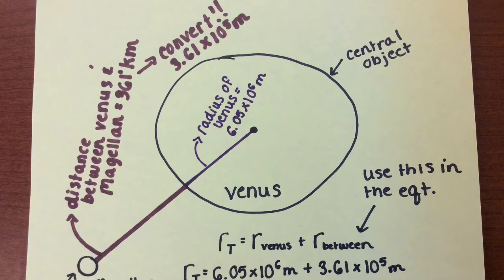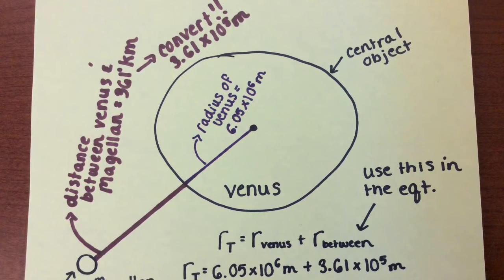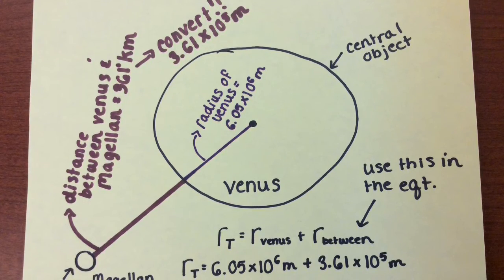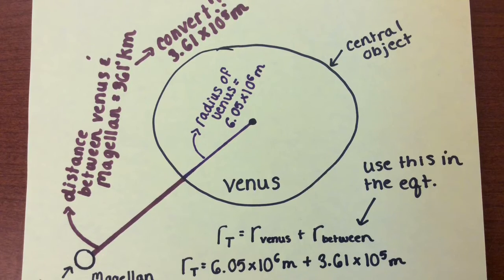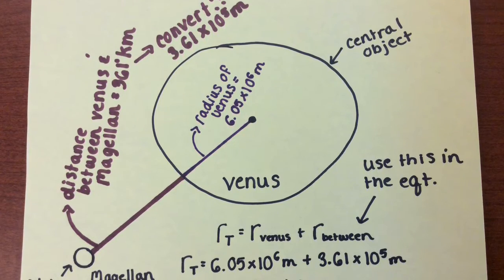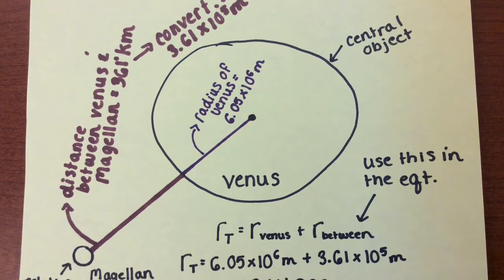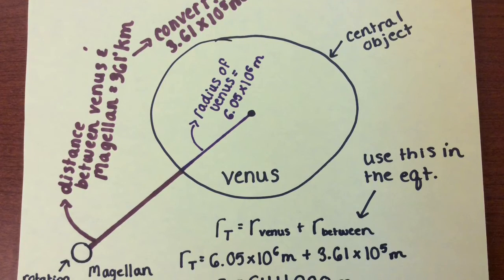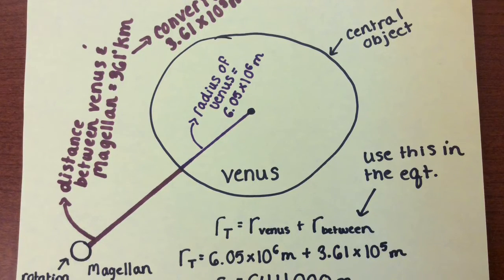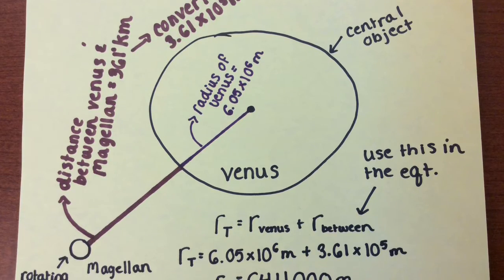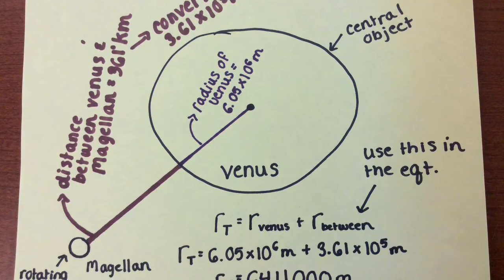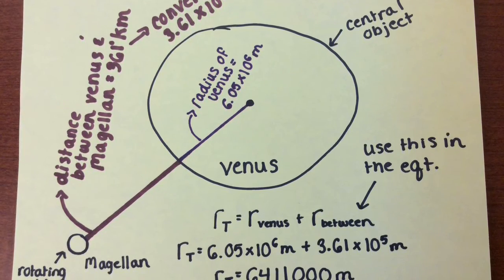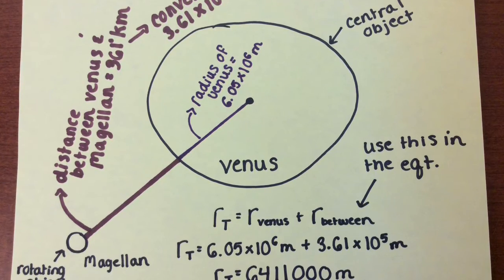In this diagram, I'm showing you that what we're doing is we're adding the radius of Venus, which is 6.05 times 10 to the 6th meters, and we are adding it to 3.61 times 10 to the 5th meters. That 3.61 times 10 to the 5th meters is going to be how far the edge of Magellan is from the edge of Venus. So the reason why we're adding those two things is because for the r that we're using in the equations, we want the distance from the central object, which here is Venus, out to the rotating object, which here is Magellan.